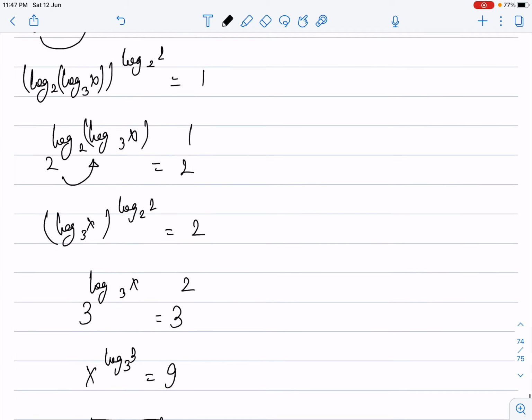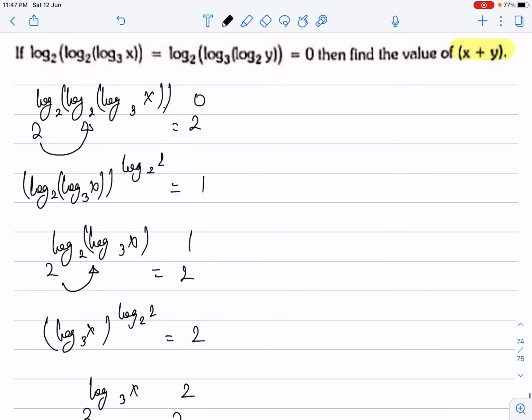Now what would be the next value, y? I'll write log of log of log of y is equal to 0. This is base 2, we know. This is base 3, we know. And this is base 2, we know.